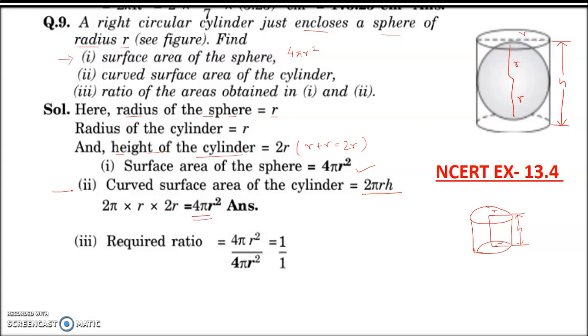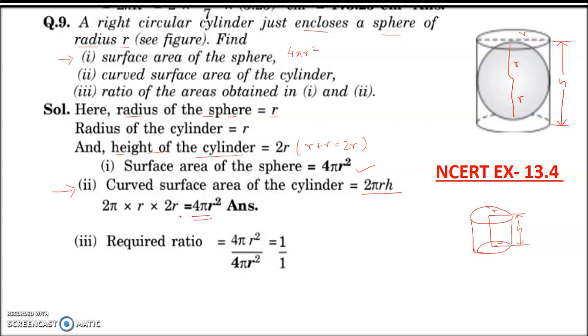Important, students, that is why I have explained this question. It is very important. Okay, so 4 pi r square. I hope you have followed why we have got 4 pi r square. See, CSA of a cylinder, curved surface area of a cylinder, is 2 pi rh. So 2 pi rh, correct? What is the value of h? See, I have shown in the figure also. H is equal to r plus r, which is equal to 2r. So in place of h, we will write 2r.